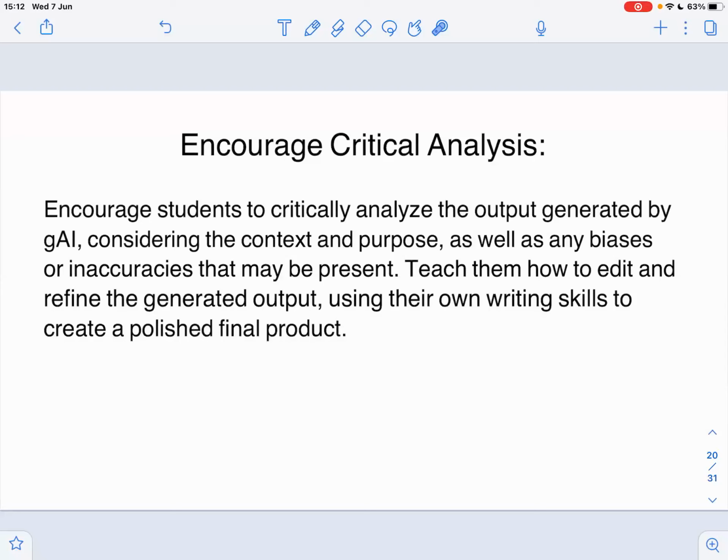Oh, I didn't think. So we need to train the students to critically analyze what these results actually mean. We need to teach them how to edit and refine the outputs. So if it doesn't give me what I initially expected, how do I modify the prompt so that I get what I want?